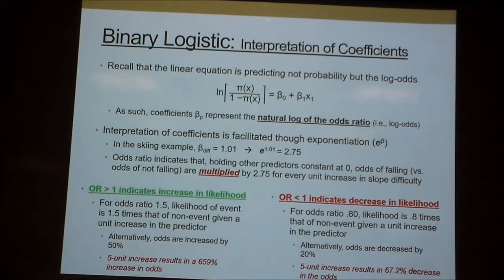What would we need to do if we thought that the impact of slope difficulty on the odds of falling may change depending on whether we're talking about spring, autumn, or winter? Judah. If we think that the relation between one predictor and our outcome is going to change based on another predictor, what do we need to do to model that? Put it in the model.